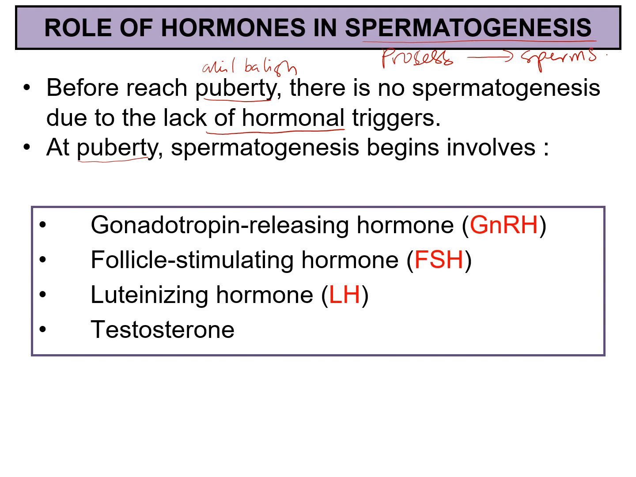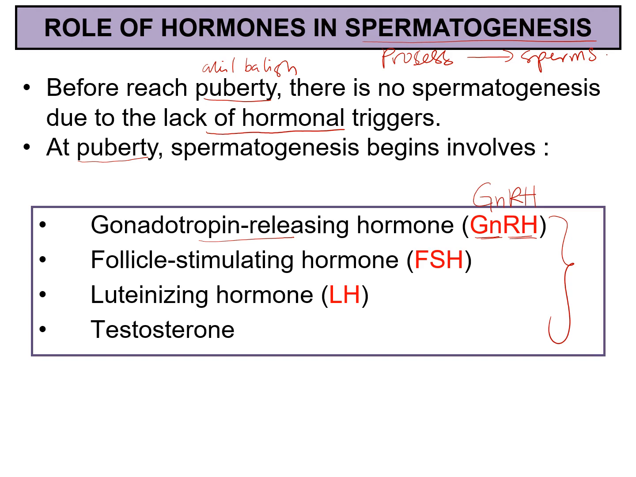will begin with the help of these 4 types of hormone. The first one is gonadotropin-releasing hormone, also known as GnRH. You can use the full name, or you are allowed to use the abbreviation, but it must be correctly written. G mesti huruf besar, N kecil, R, H besar. Sama dengan the second hormone, follicle stimulating hormone, known as FSH. Luteinizing hormone, also known as LH. And the last one is testosterone.